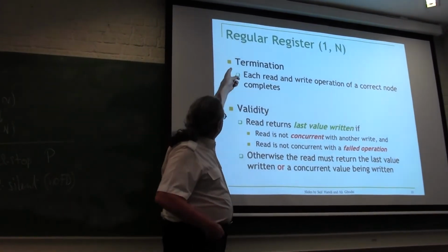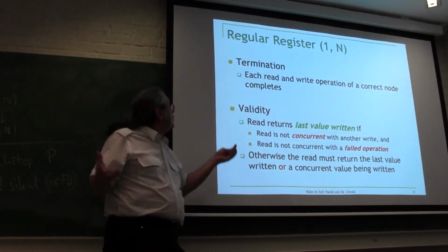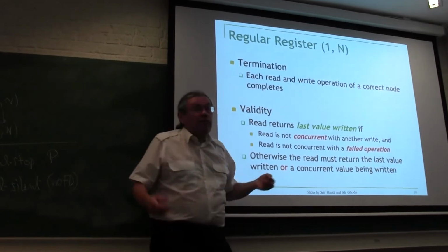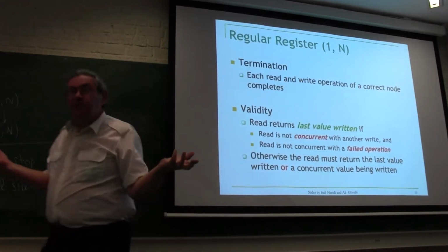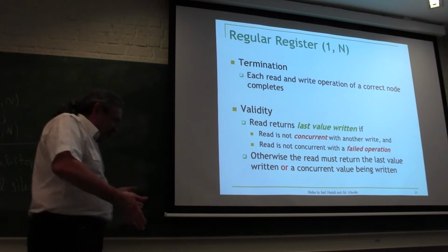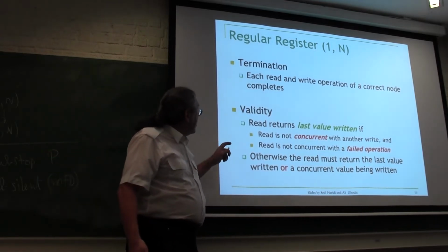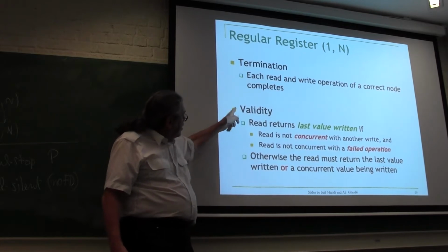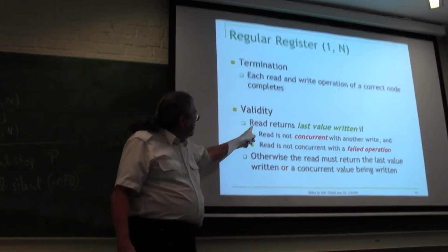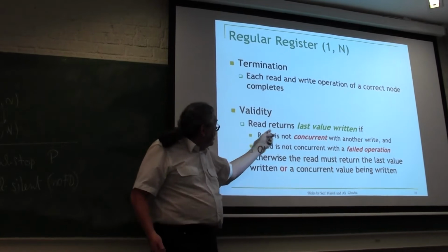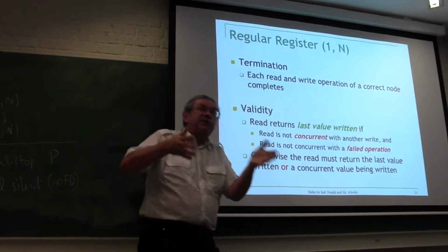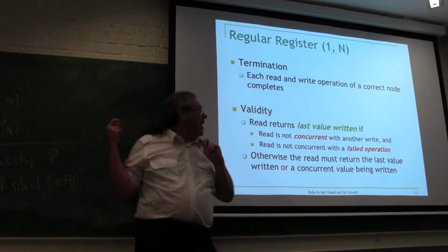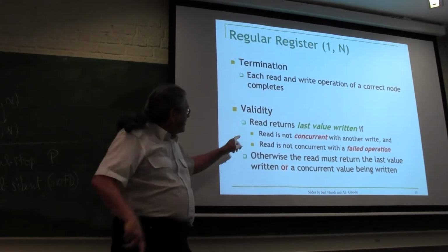Okay, so there's, of course, properties, as usual. Termination property: each read and write operation of a correct node completes. That's reasonable. The node is correct. It completes, doesn't fail. And validity, so this is the interesting one. What we want is that the read returns the last thing you write, of course. That's what you want. But you don't always get that. You get it sometimes.